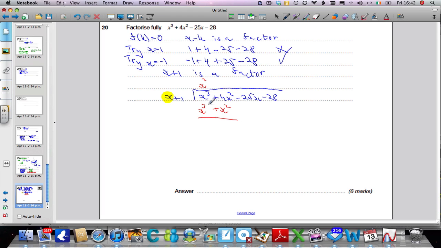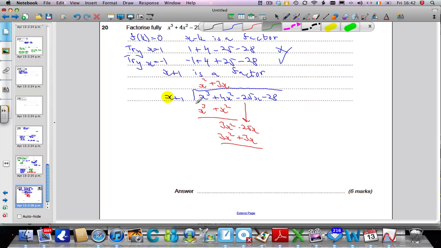Now I subtract. So x cubed, take away x cubed is 0. 4x squared, take away x squared is 3x squared. And then I bring down the next term. So let's take down minus 25x. If you're familiar with long division, it's a little bit similar to that. So now I say 3x squared divided by x gives me plus 3x. Multiplying it out now, 3x times x is 3x squared. 3x times 1 gives me plus 3x. I'm doing the same thing again. I'm going to subtract this line from this line.